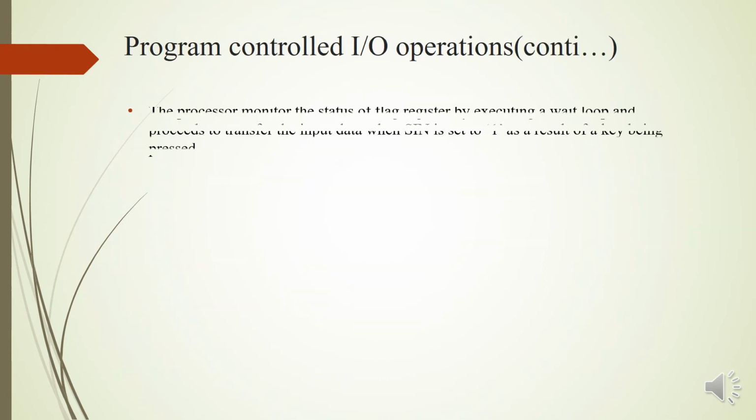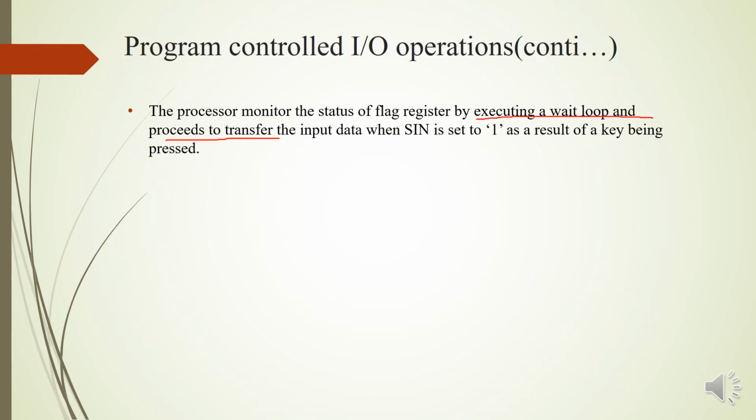In a program controlled I/O operation, the processor monitors the status flag register by executing a wait loop and proceeds to transfer the input data when SIN is set to 1 as a result of a key being pressed on the keyboard. The input operation resets SIN to 0.